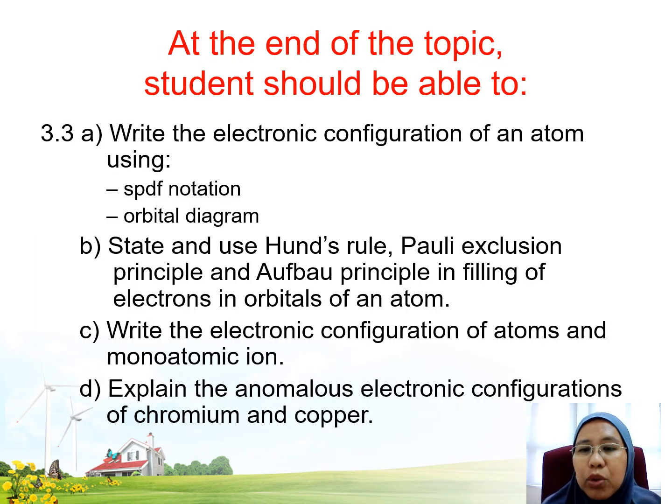Before we learn about the rules, we need to write the electronic configuration using spdf notation and orbital diagram. Then we will try to understand Hund's rule, Pauli exclusion principle, and Aufbau principle in filling the electrons in the orbital. We also need to write the electronic configuration for monoatomic ions, and we want to explain the anomalous electronic configuration of chromium and copper.